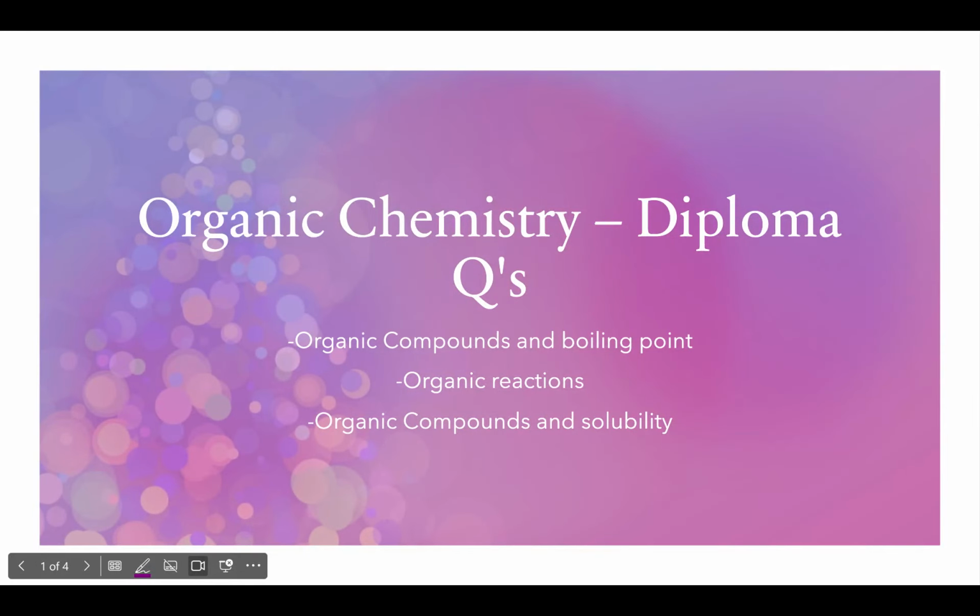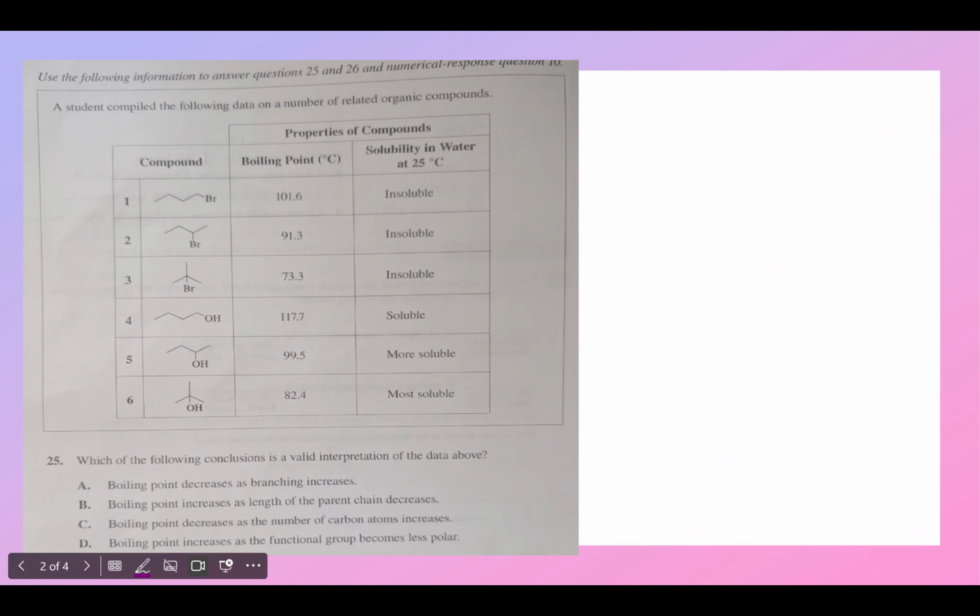Okay, so continuing with some organic chemistry questions. Today I'm going to take a look at a bit more of the theory questions. So this first one, we have a bunch of information given, different types of compounds with boiling points, and then telling us about solubility in water. And then we want to look at the data and interpret.